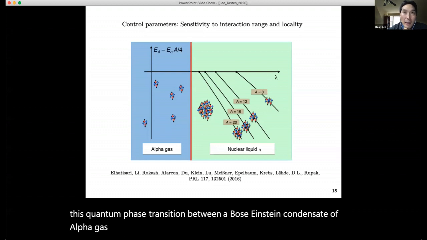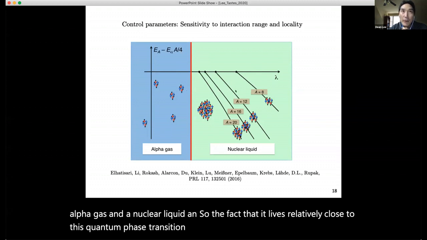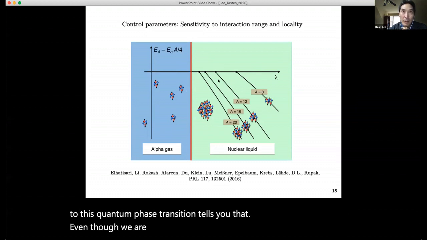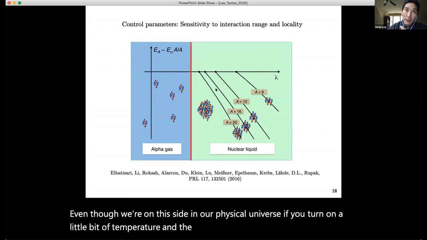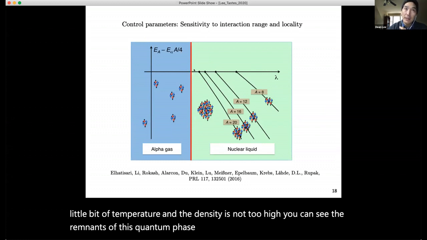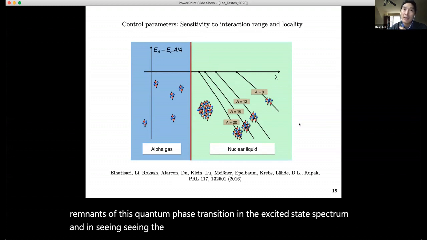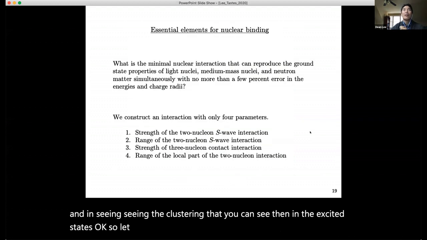nuclear liquid. And the fact that it lives relatively close to this quantum phase transition tells you that even though we're on this side in our physical universe, if you turn on a little bit of temperature and the density is not too high, you can see the remnants of this quantum phase transition in the excited state spectrum, and in seeing the clustering that you can see then in the excited states. Okay, so let me continue on.